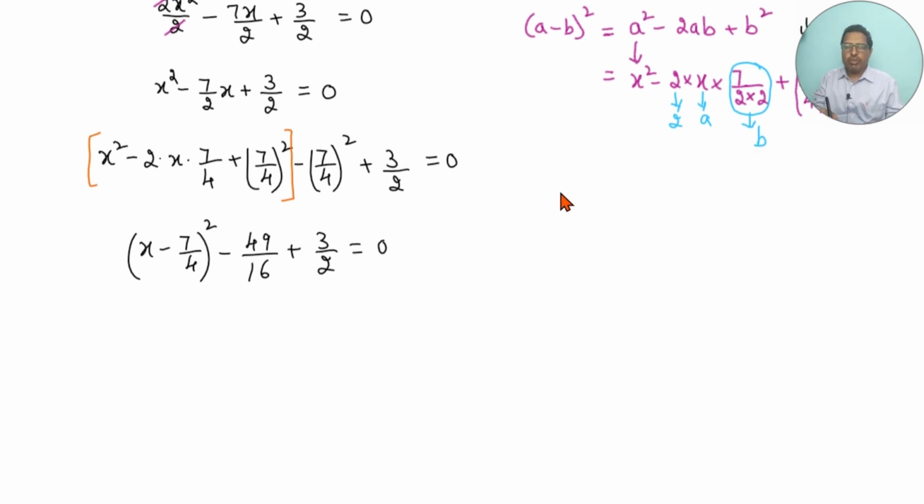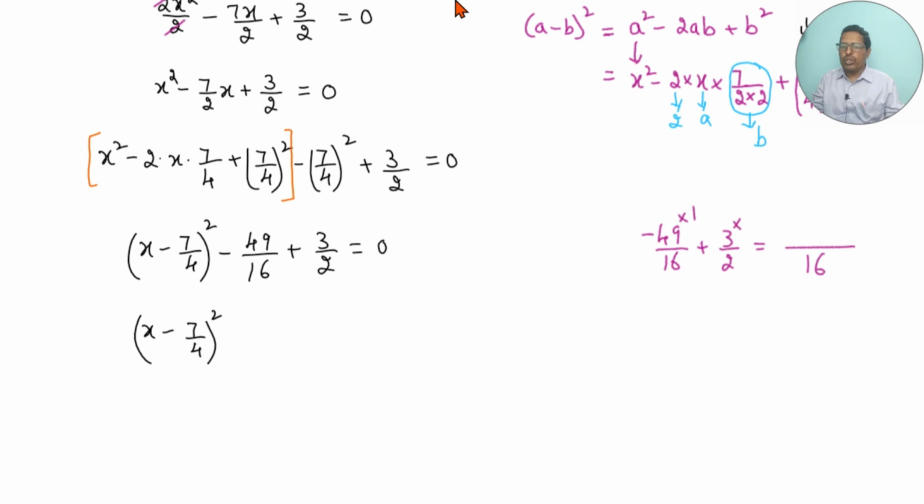Let us further simplify this one. (x − 7/4)² − 49/16 + 3/2. We need to simplify this. So if I take the LCM as 16 over here, 16 is already there, so 16 times 1 will be 16. Again 2 8s are 16.